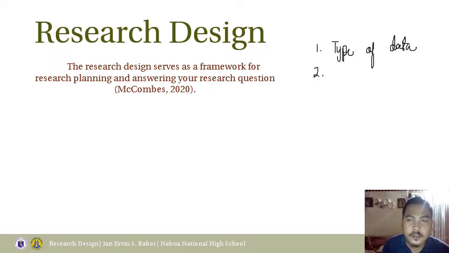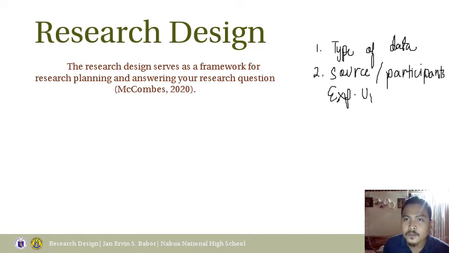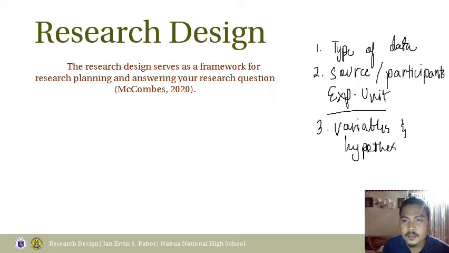Number two is that research design will help you determine your source of data or your participants. In our case, it is our experimental unit or EU, our experimental unit. Another thing is that research design will help you determine your variables as well as your hypothesis. And lastly, number four is it will help you in determining the appropriate and correct way to collect your data, collection of data.